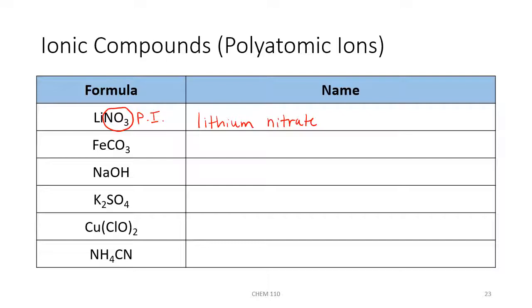FeCO3. Fe is iron, but this is going to be a transition metal, so we need to figure out the charge this time. CO3 is one of our polyatomic ions. The name of it is carbonate, and it has a charge of -2. If FeCO3 is a neutral formula, the charge on our iron ion must be +2. So this is going to be iron(II), and then we name the polyatomic ion, carbonate.